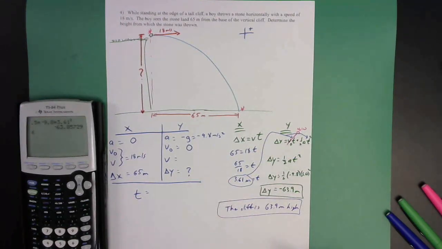And that negative sign would kind of go away there. But if I ever have to deal with the displacement of the stone, it definitely went down 63.9. So I want the negative for displacement. All right. That's it for that problem.